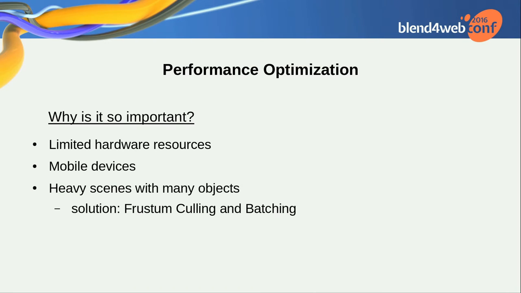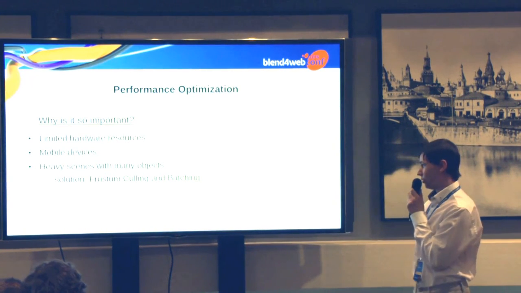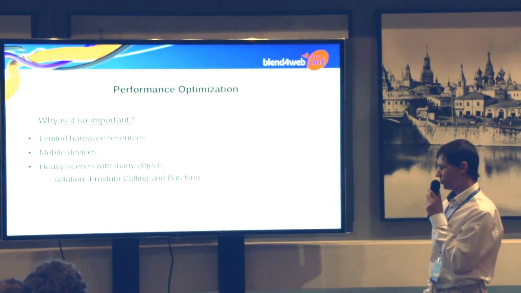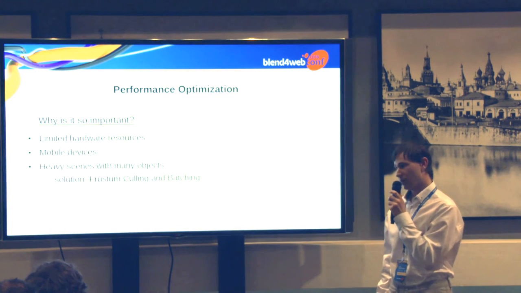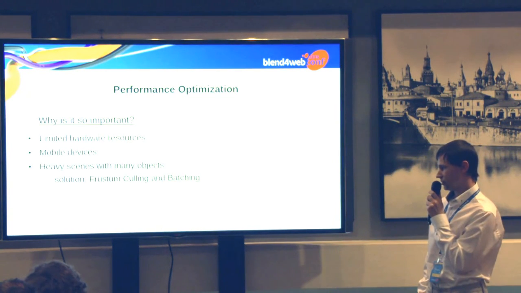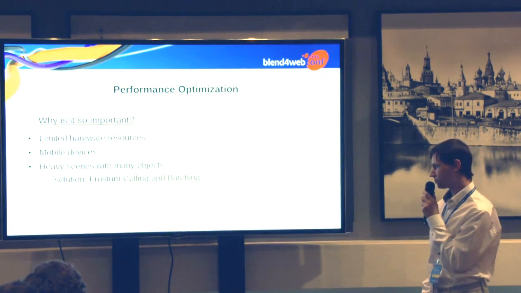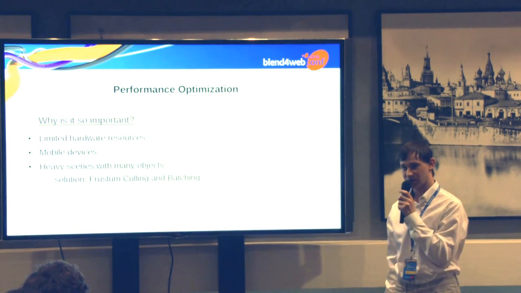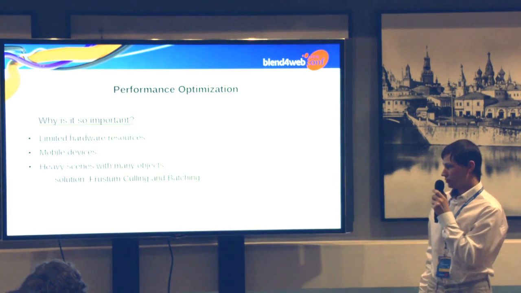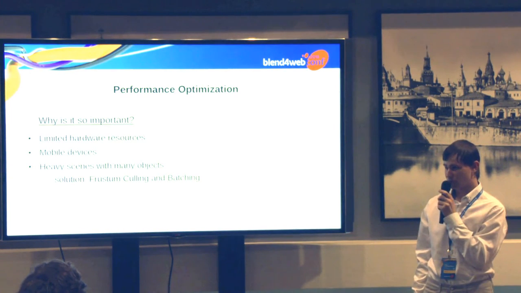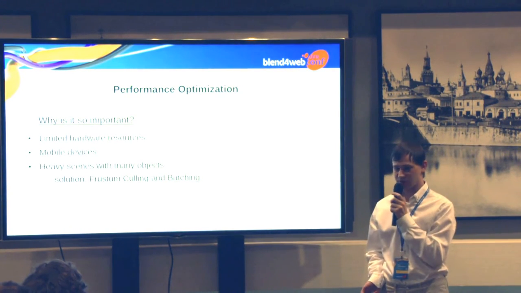One of the most important aspects of the development process in computer graphics is performance optimization. Why is it so important? The optimization problem always exists because hardware resources are always limited. Furthermore, there are many mobile devices which impose additional restrictions, and we endeavor to support such devices as well. Also, a special case is heavy scenes with lots of different objects and hence low FPS rate. To deal with this specific case, two common techniques are usually applied, frustum culling and batching. Let's look at them in detail.